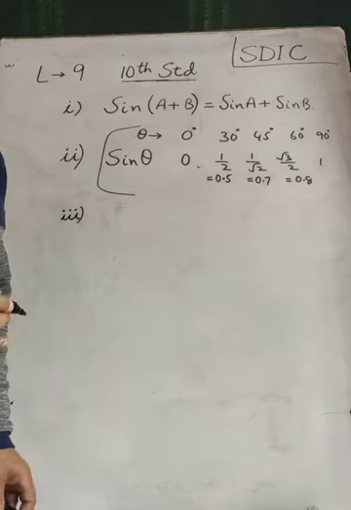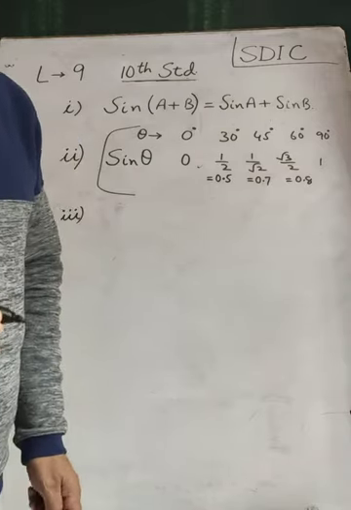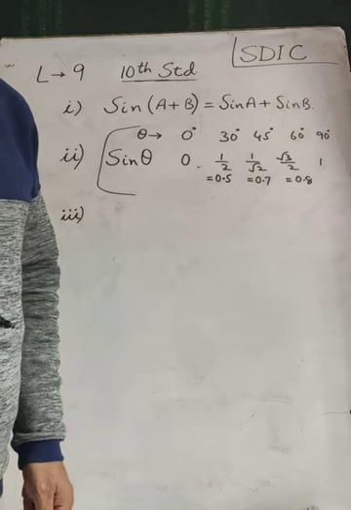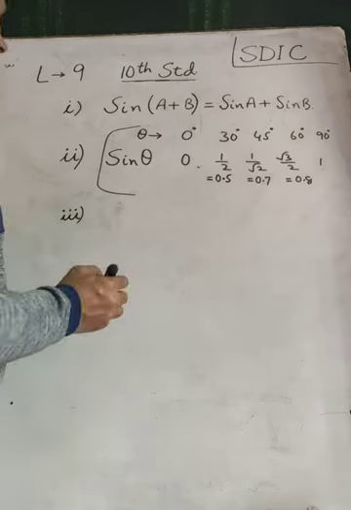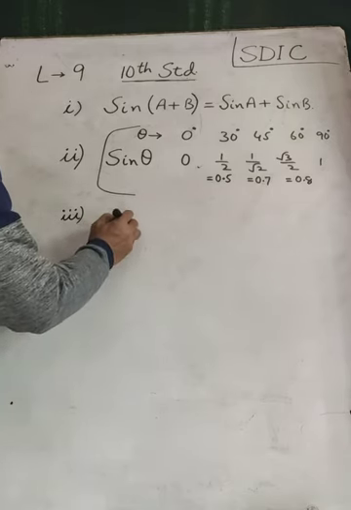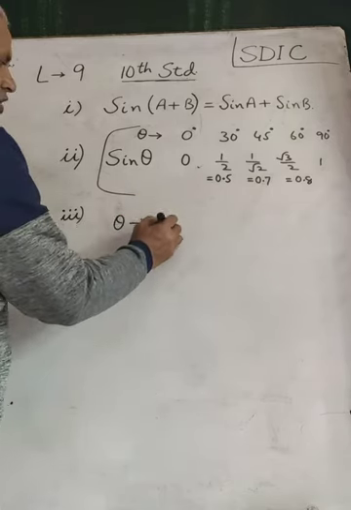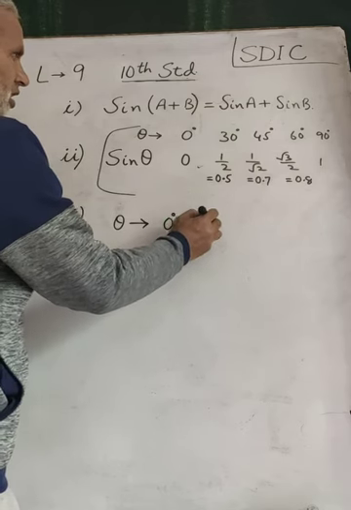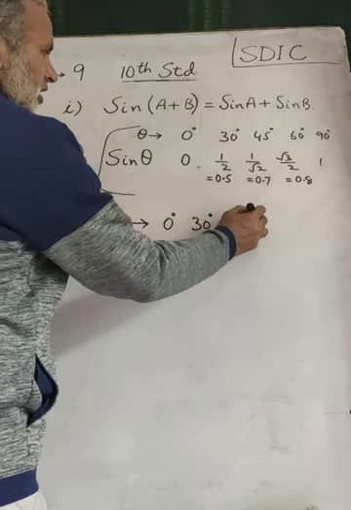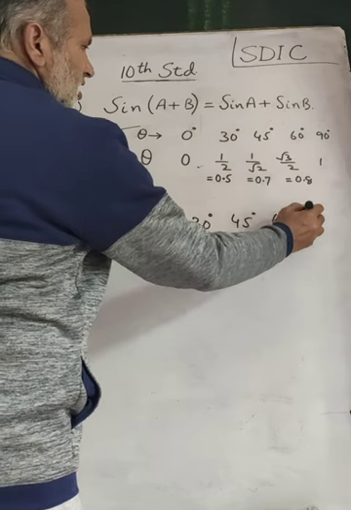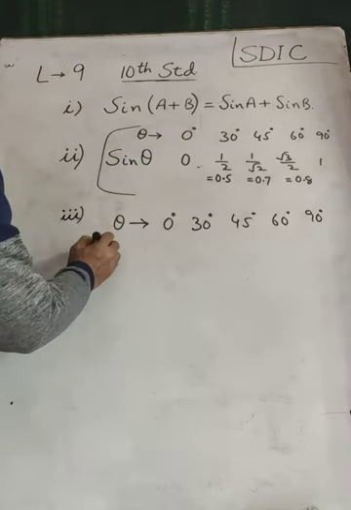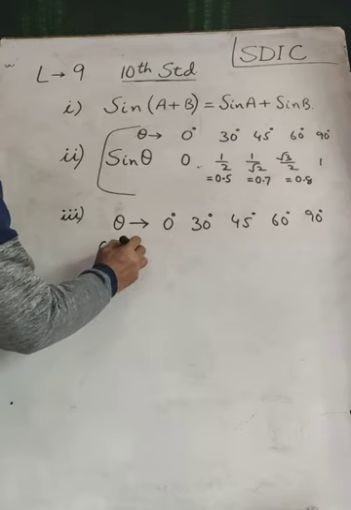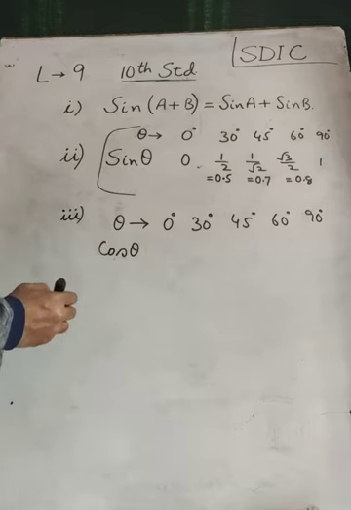Then comes part number 3. It is a similar question, now about cos. The value of cos theta increases as theta increases. We again have values of theta, same: 0 degree, 30 degree, 45 degree, 60 degree, 90 degree, in increasing order of angles. Now this time, instead of their sine values, you have to write their cos values.